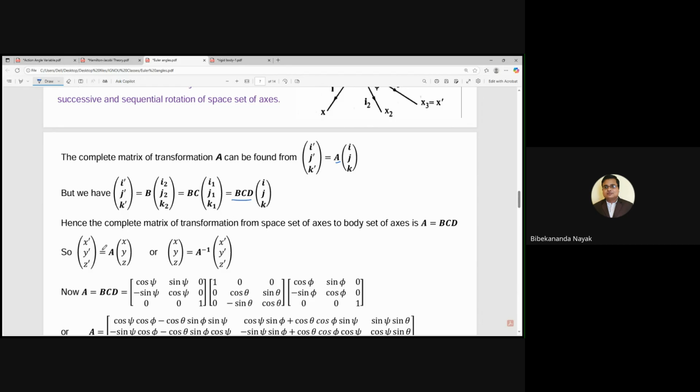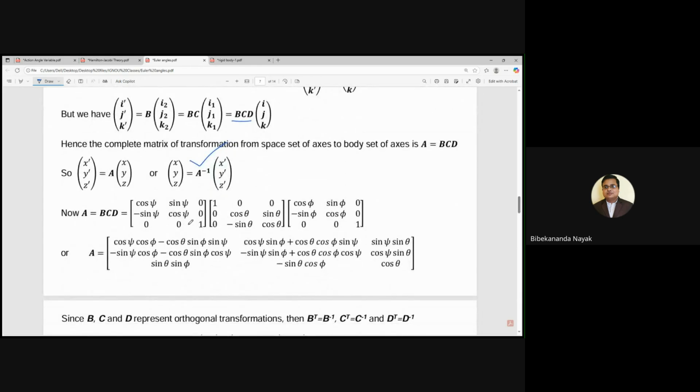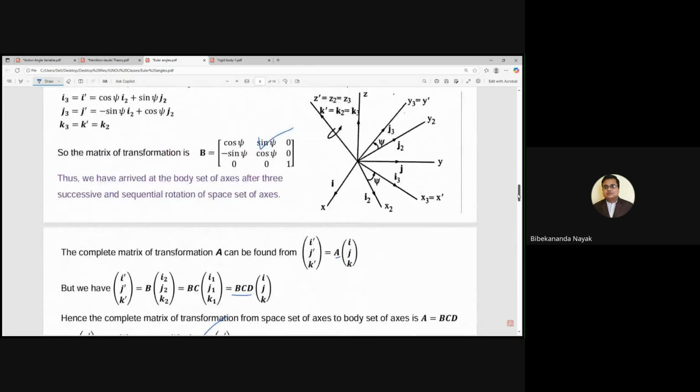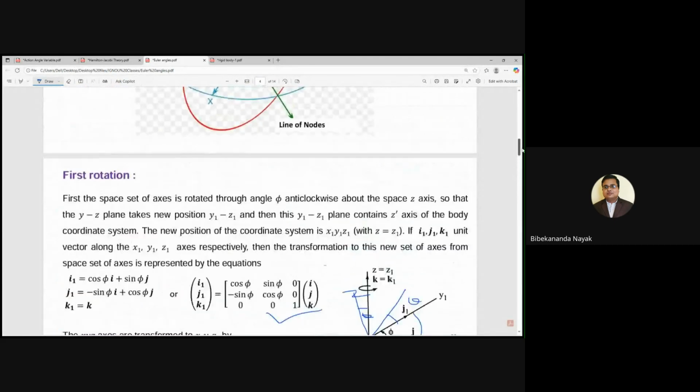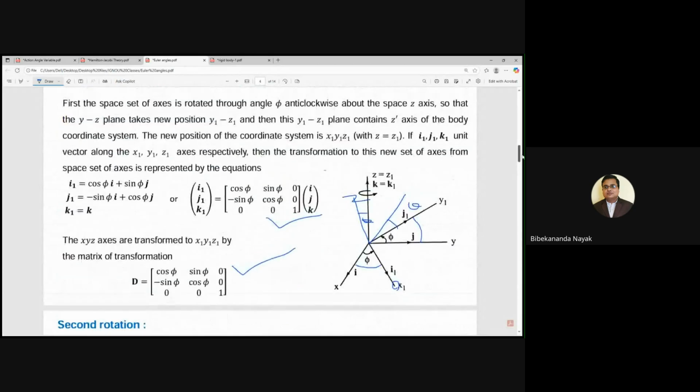So x prime, y prime, z prime equal to A times x, y, z, which means x, y, z is equal to A inverse times x prime, y prime, z prime. So you can calculate A by multiplying B, C, D. These are the three transformation matrices, which are very important. Sometimes it is asked in your examination: find the three Euler angles phi, theta, psi. Okay.